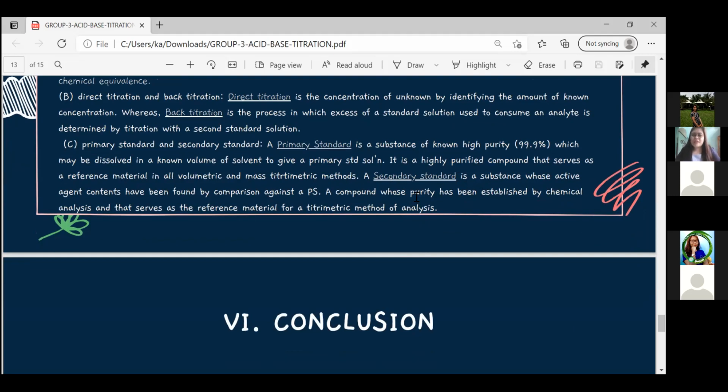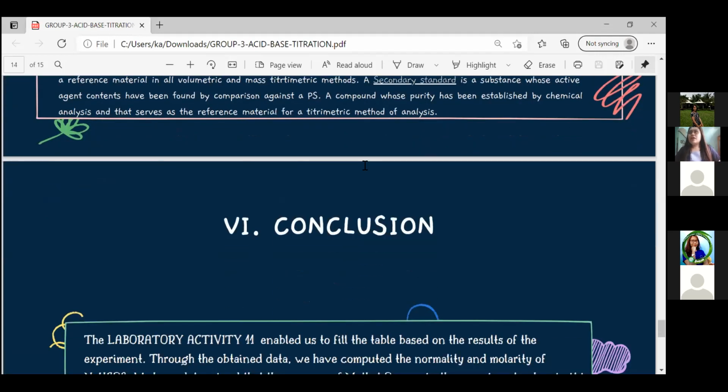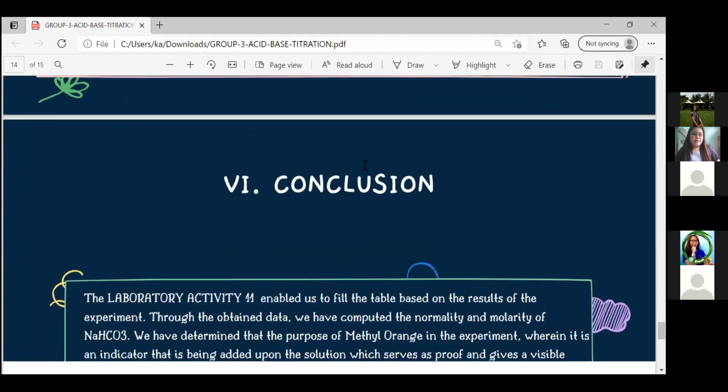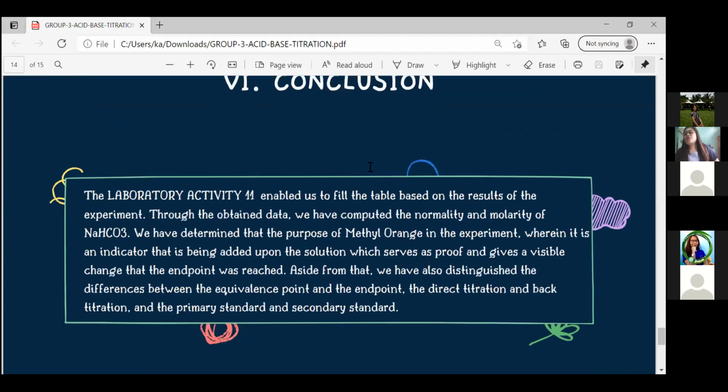Because we only have a little substance that is very pure like the primary standard, that would react directly with our solution. So all in all, class, acid-base titration is widely used in chemistry, in analytical chemistry, to determine the concentration of our prepared solution. Especially if that solution has an unknown concentration, we cannot compute it using the direct method, so we do titration. Okay? I hope you can experience titration when we have our face-to-face laboratory class.